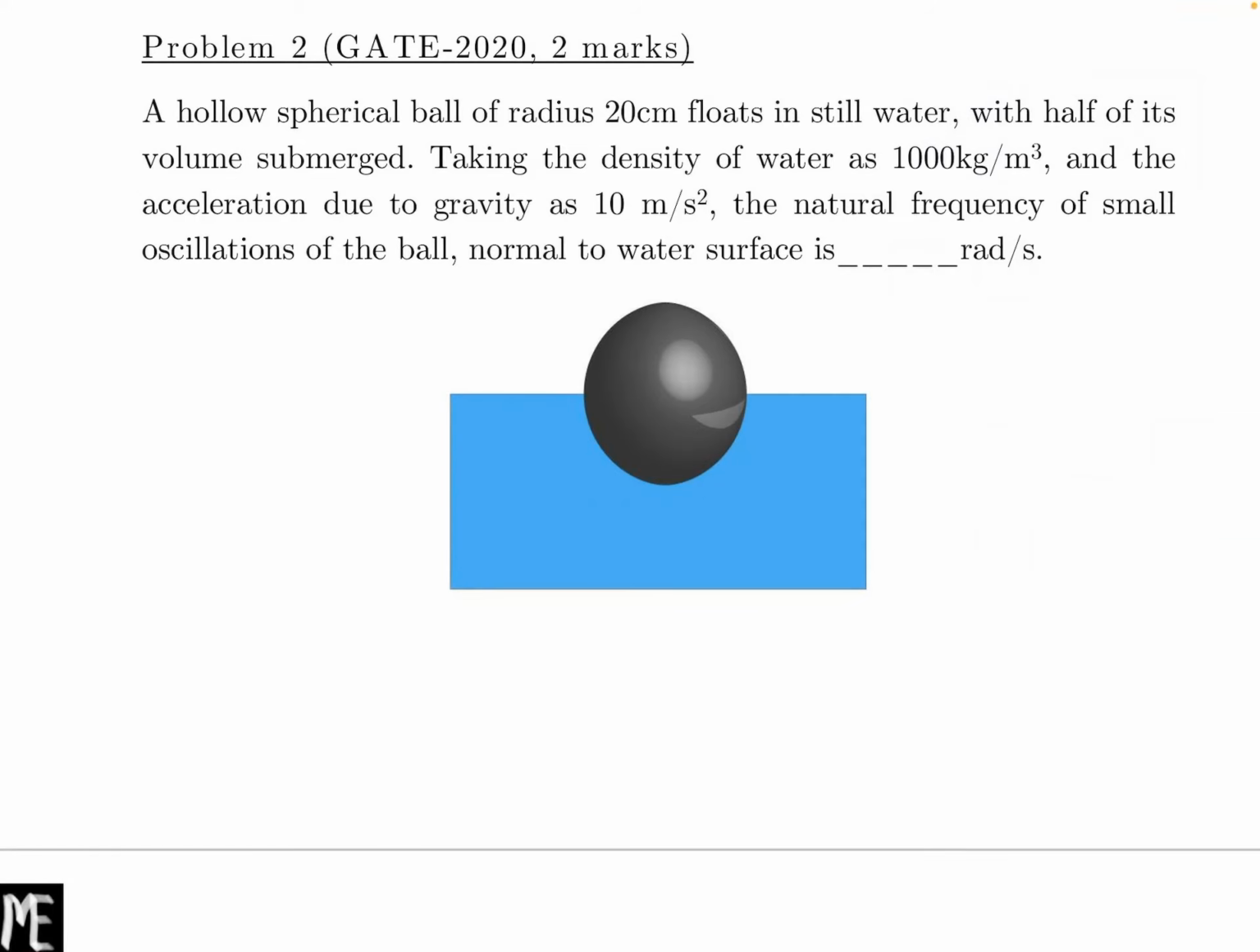So today we will solve problem number 2 that has come in GATE 2020 examination. A hollow spherical ball of radius 20 cm floats in still water with half of its volume submerged, taking the density of the water as 1000 kg per meter cube and the acceleration due to gravity as 10 meter per second square. Find the natural frequency of the small oscillations of the ball normal to the water surface in radians per second. So let's quickly solve this problem.